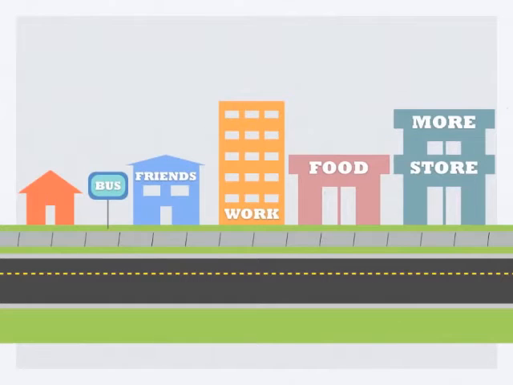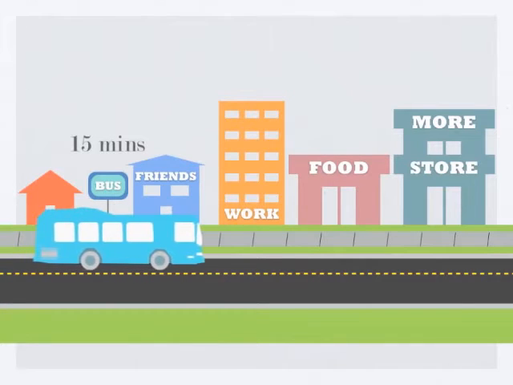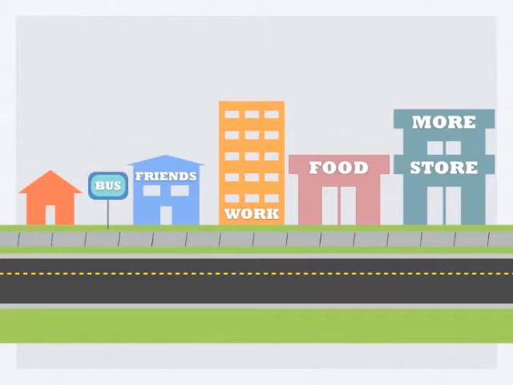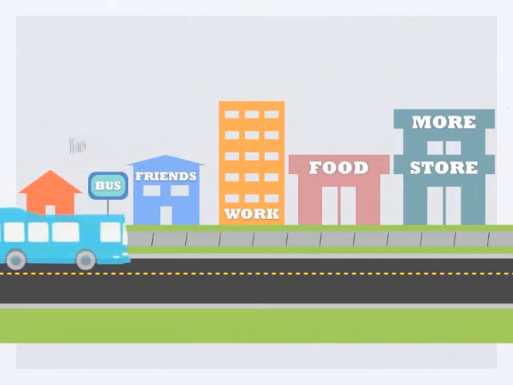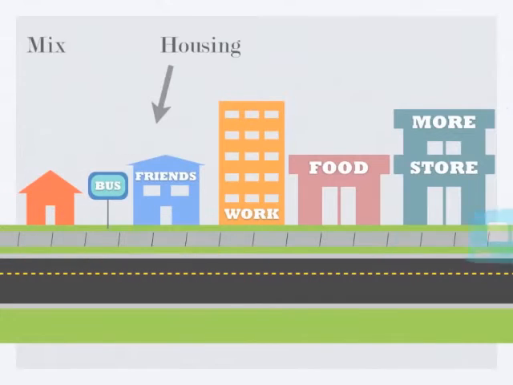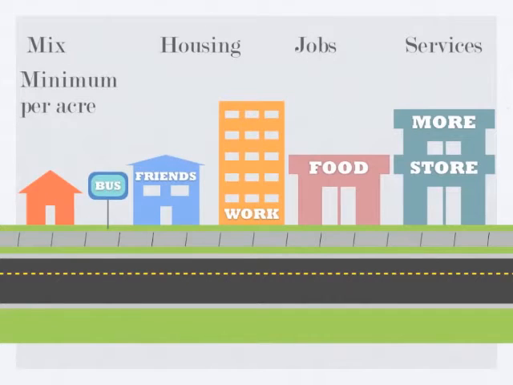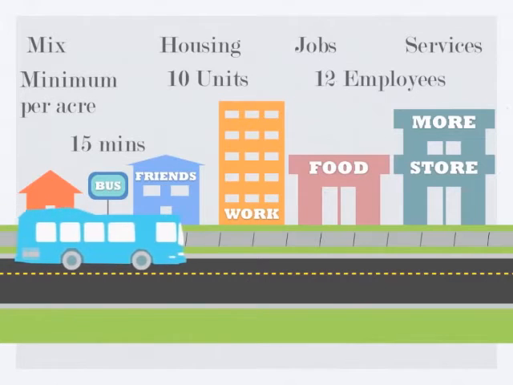The quality and efficiency of public transit service is also dependent on land use. You're more likely to take the bus if it comes every 15 minutes and goes right to where you're headed. But 15-minute bus service only makes economic sense on routes that have a good mix of housing, jobs, and services at sufficient densities. Neighborhoods that average 10 housing units per acre, mixed with commercial areas with 12 employees per acre, are typically the minimum amount needed for transit-supportive neighborhoods.